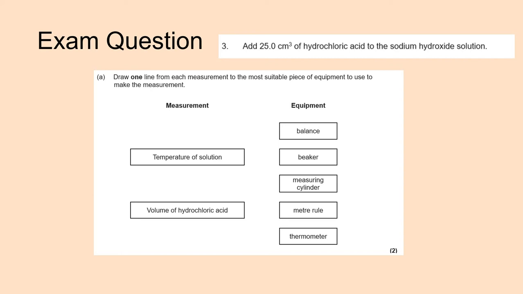So, this is the first part of the question. As you can see, I've just screenshot a part of the original bit that we just read to remind you how much of acid we were measuring out. So, pause the video and decide where you would draw the lines.